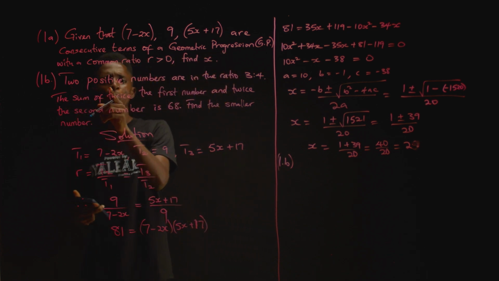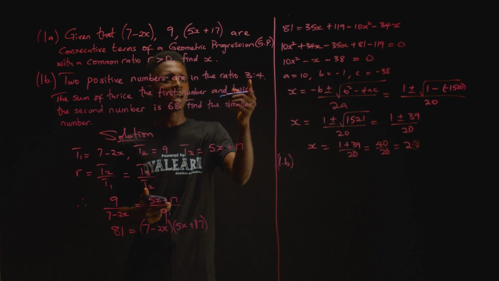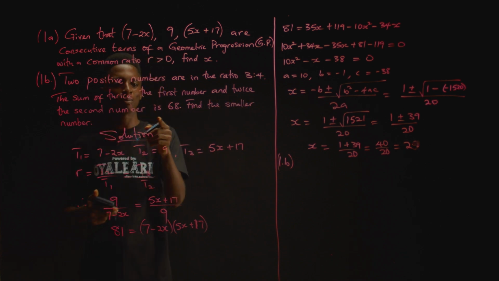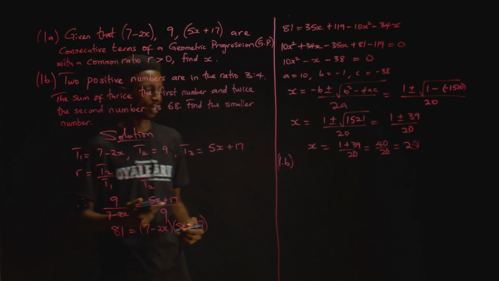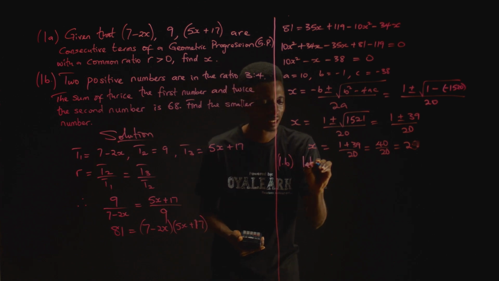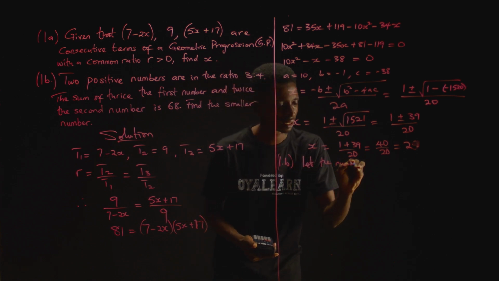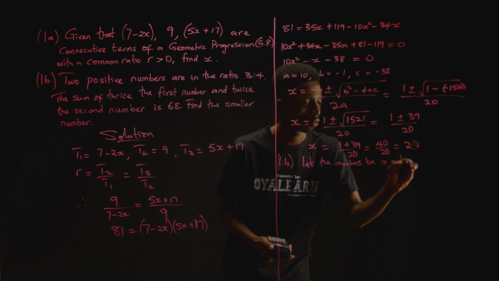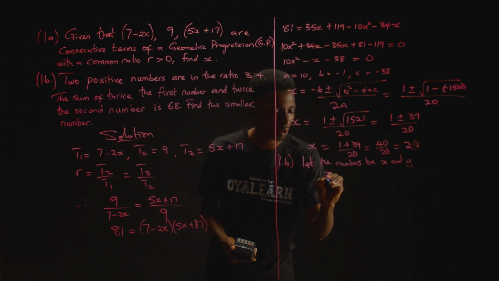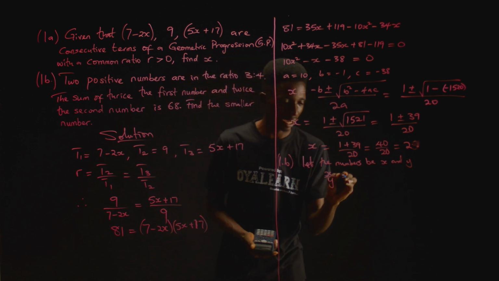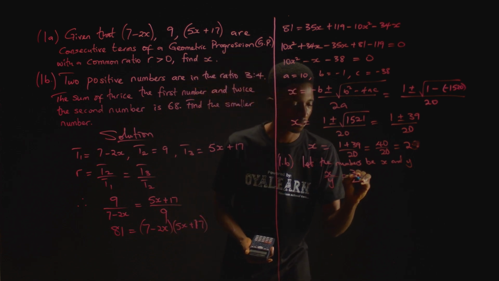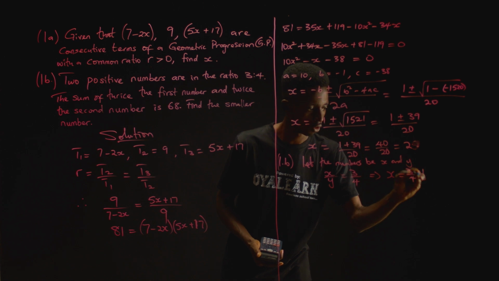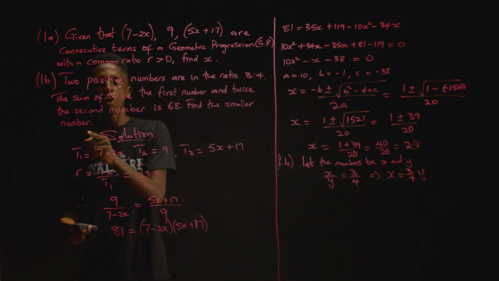1b says 2 positive numbers are in the ratio 3 to 4, and the sum of thrice the first number and twice the second number is 68. Find the smaller number. So we say let the numbers be x and y. Therefore, x over y should give us, according to the ratio we have, 3 over 4. And this implies that x equals 3 over 4 of y.